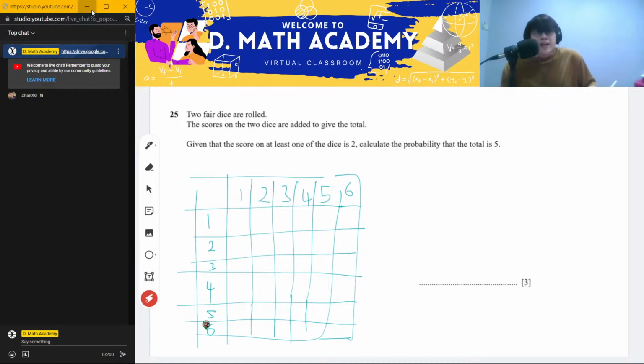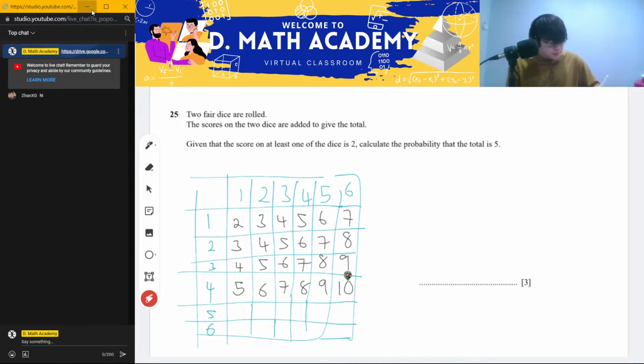They mentioned they added up to give the total. So you must add them up accordingly, like 1 plus 1 is 2, 3, 4, 5, 6, 7. And then you have 3, 4, 5, 6, 7, 8. So this will be the first step that I will be taking.